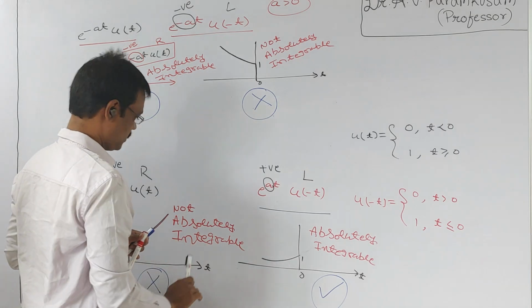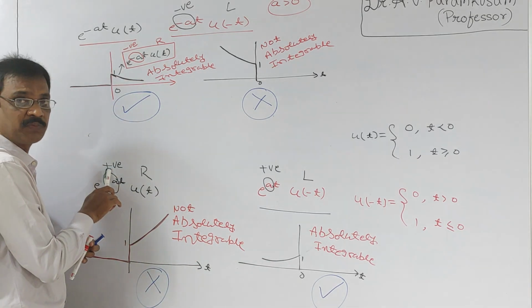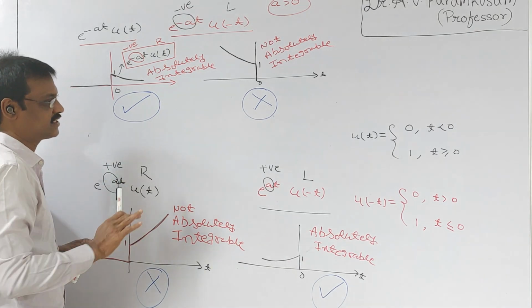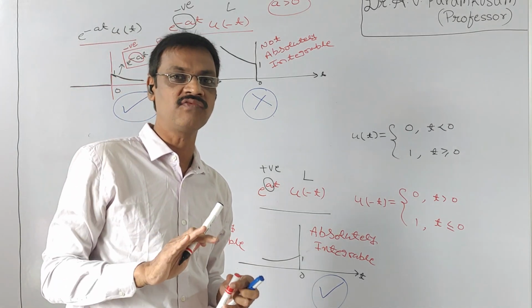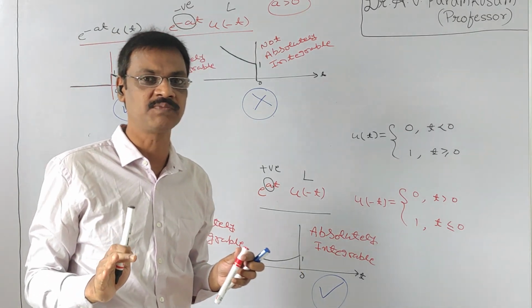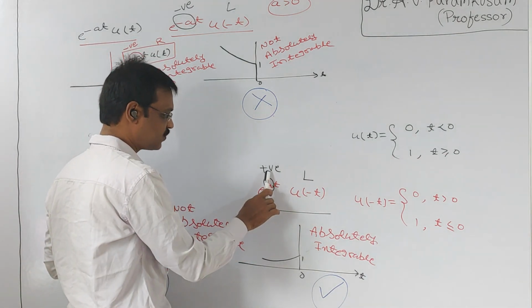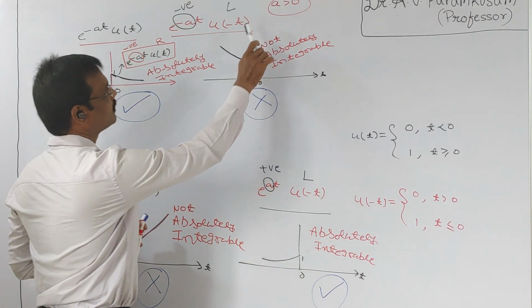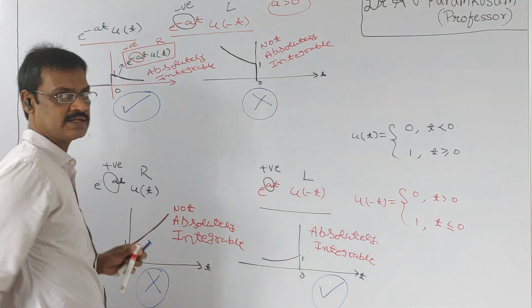Okay. Next, where is the right-sided signal? This is also a right-sided signal, but the coefficient is positive. So the Fourier transform does not exist. Next, for left-sided signals. For a left-sided signal, if the coefficient is positive, the Fourier transform exists. Here, this is also a left-sided signal, the coefficient is negative, so the Fourier transform does not exist.